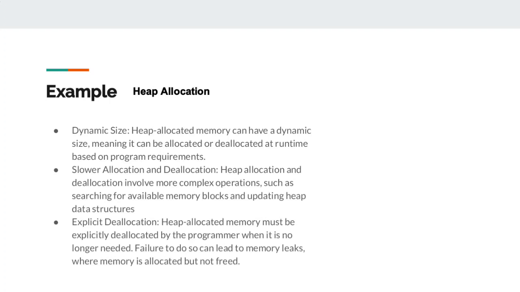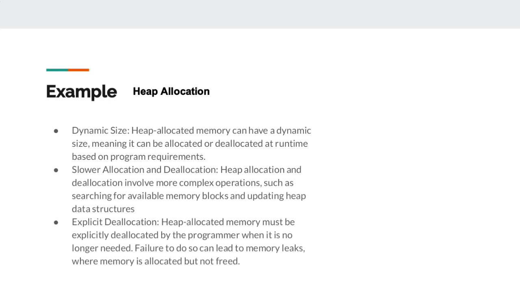Dynamic size. Heap allocated memory can have a dynamic size, meaning it can be allocated or deallocated at runtime based on program requirements. Slower allocation and deallocation. Heap allocation and deallocation involve more complex operations, such as searching for available memory blocks and updating heap data structures.